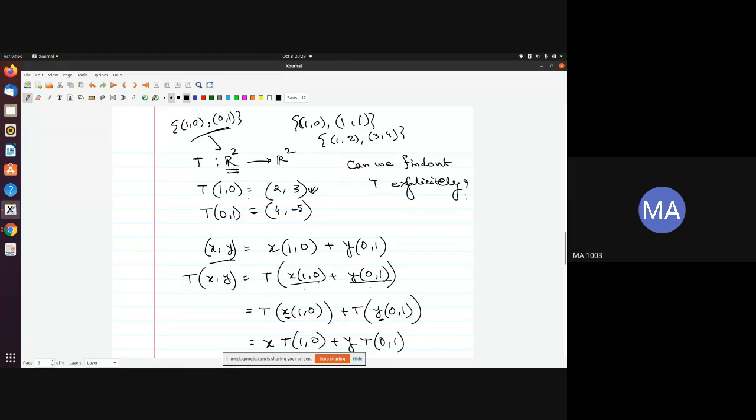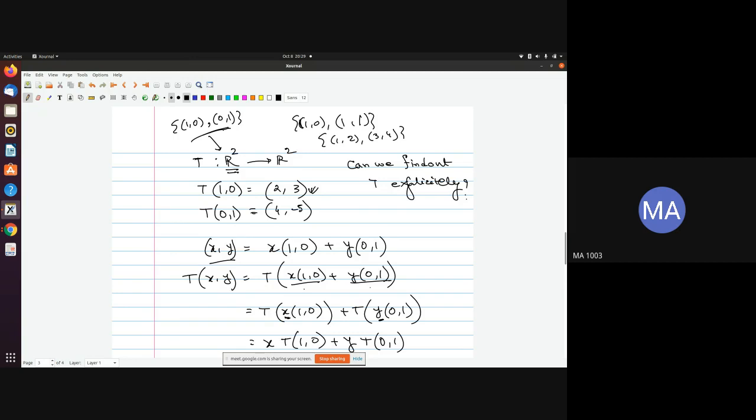Now, what I am saying is, I am taking the images of these two basis elements. So one basis I have taken is 10 and 01. This is the standard basis. I have taken the image of this with respect to some linear transformation. Now my question was, can we write T explicitly? That means T(x,y) is something. How should we do that? So (x,y) is an element of R2, so I can express it as a linear combination of these two elements, right? Because this is the basis, correct?